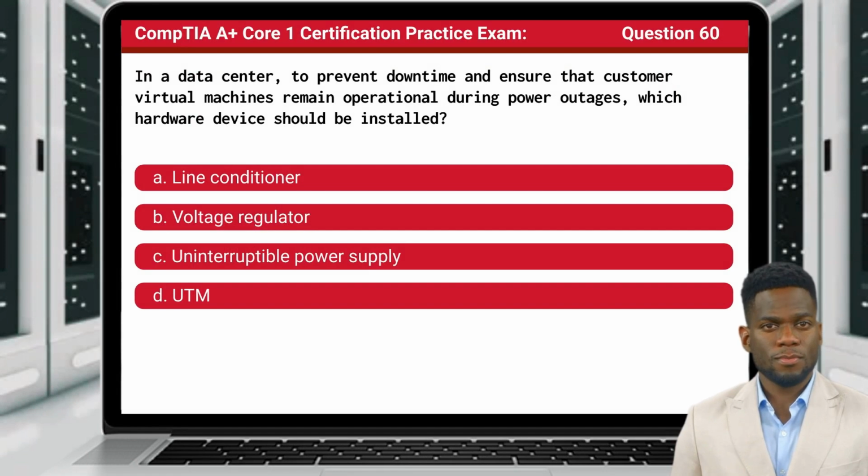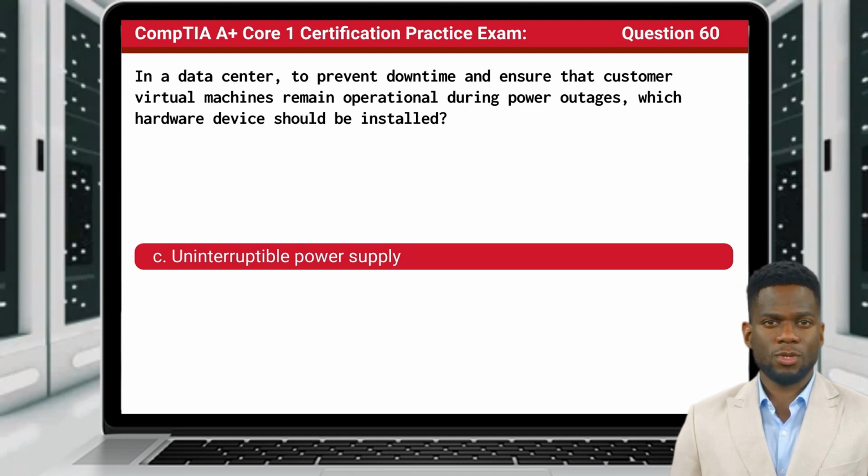Question 60. In a data center, to prevent downtime and ensure that customer virtual machines remain operational during power outages, which hardware device should be installed? The answer is C, uninterruptible power supply.